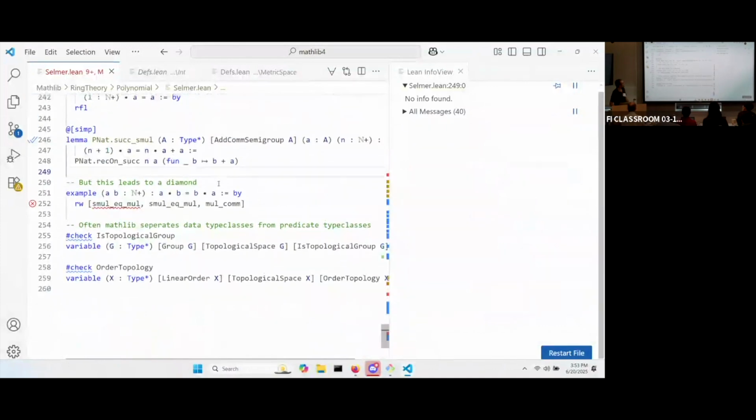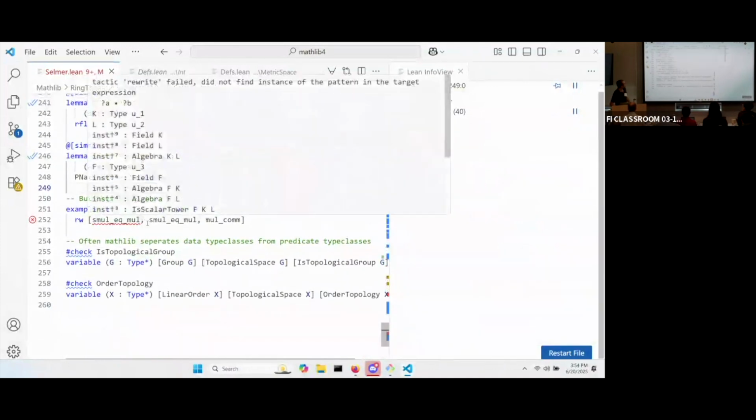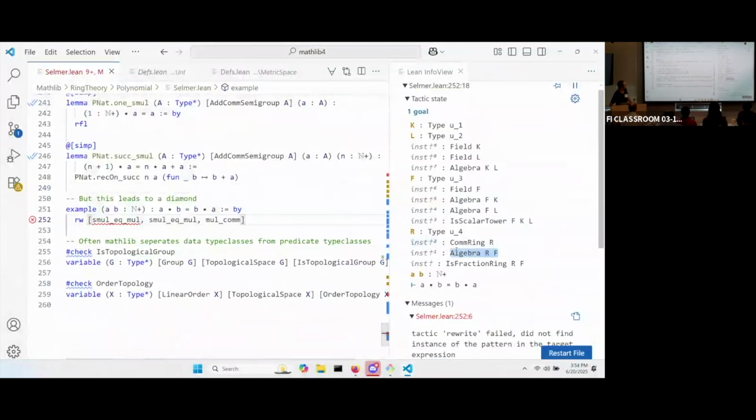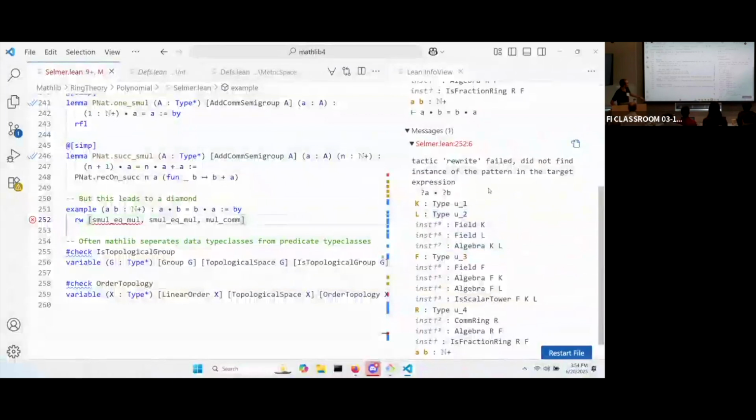Can you show the error message at 252? Yeah, what is the error? It rewrote. And this is a terrible error for a beginner, because you're like, hold on, you say you can't find A dot B in here? I'll show you A dot B, it's right there, right?